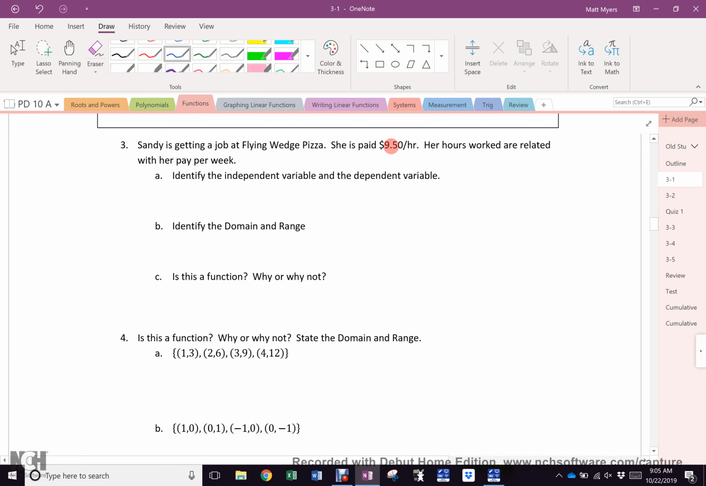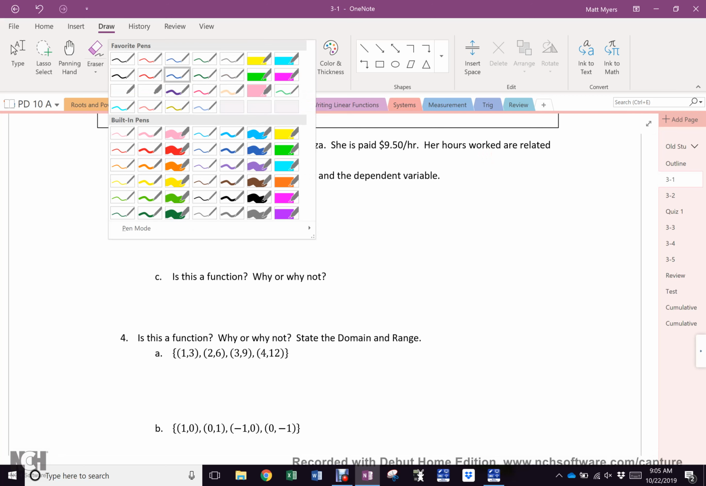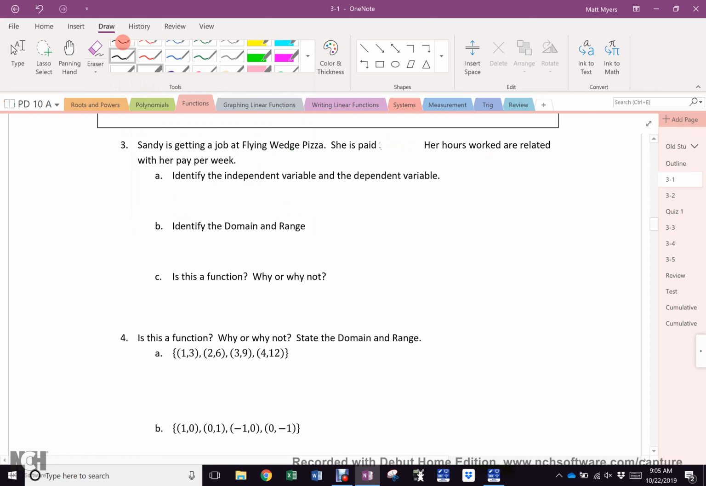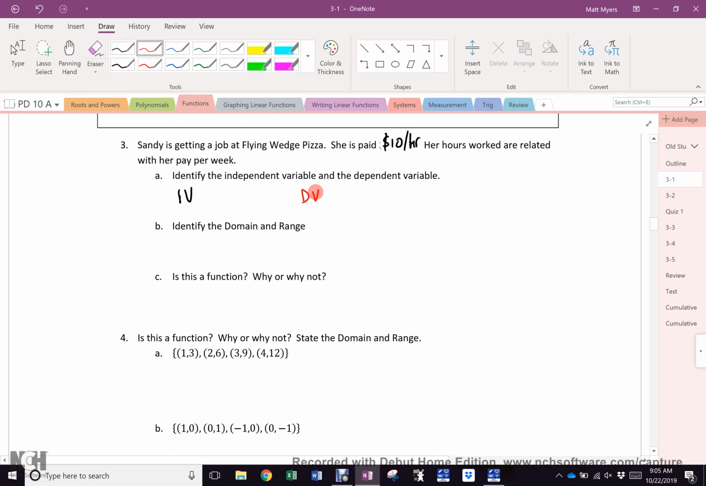And so we will start with Sandy. First of all, let's change her hourly wage to $10 an hour so it's easier to do the math. Okay. So, let's identify the IV and the DV. Talk to your neighbor. First of all, what are the two things that are being counted here? Hours worked and her pay, yes? Okay. Which of those is independent and which is dependent? Talk to your neighbor. Do not yell out an answer yet. Because you need to think about it. One of those two values depends on the other.